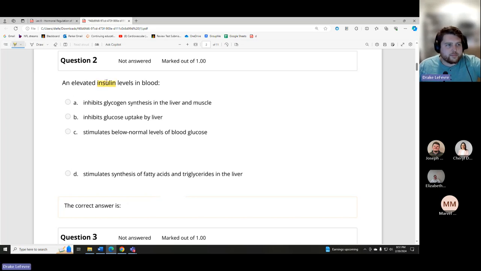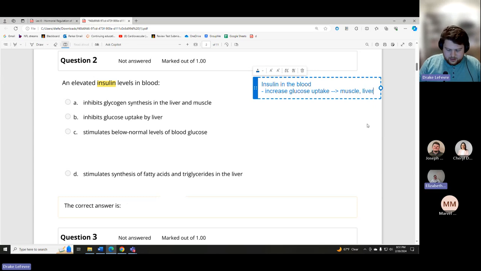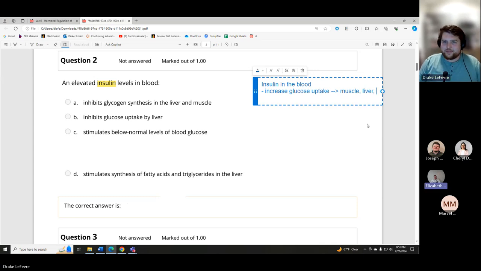So let's look at this. We talk about insulin, right? What's all happening with insulin? When insulin is in the blood, what's its job? What's its purpose? Increase glucose uptake. So where is that glucose going to go? What are the three places that it can get absorbed into that we talk about? Muscle, liver, and then adipocyte. Adipocytes, perfect. So it goes from the blood into these cells, right?